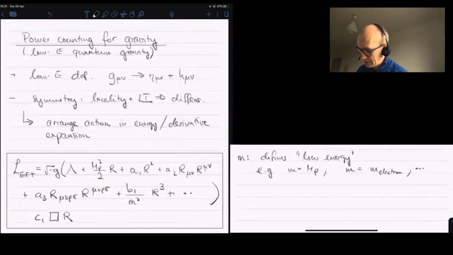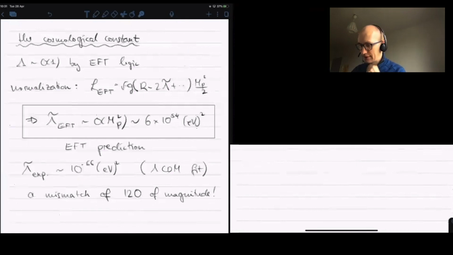So what was I saying here? This lambda would be naturally of order M Planck to the 4th, because that's the natural dimension that you have. You have a dimension 4 object here. Yes, so order 1 in units. I said here the natural units that you should choose, but the units here are M Planck to the 4th. Sorry, this was written in a somewhat confusing way.